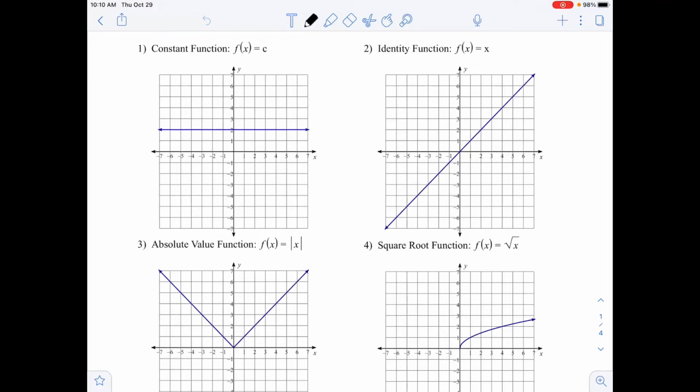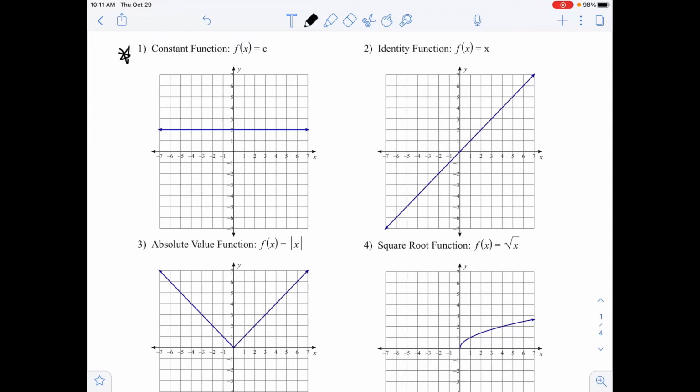Hi guys, so we're going to talk about parent functions and transformations. So let's just go through some of the functions that we're going to talk about. Really, we're going to use just the four, but I'm going to go through six of them altogether, the pretty common ones. So the first thing you have here, number one, is the constant function.